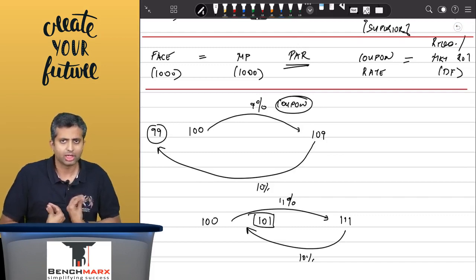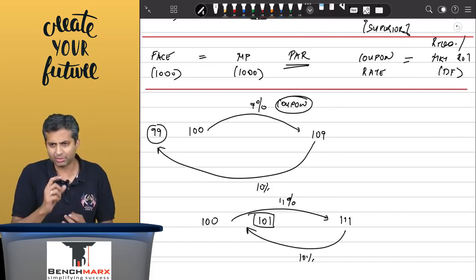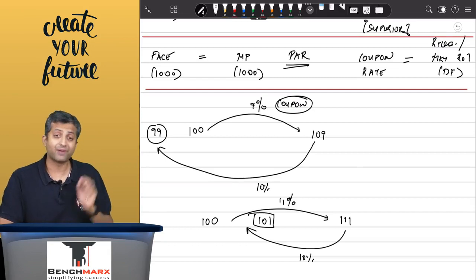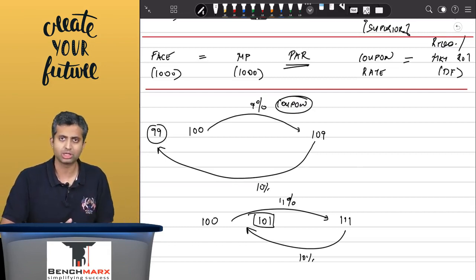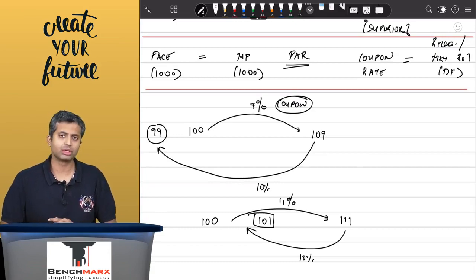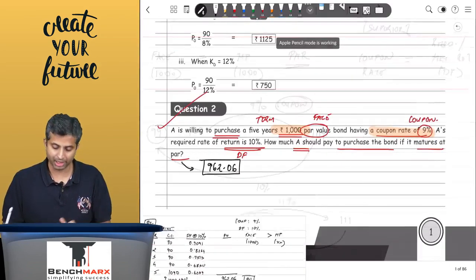So if I merely require 10%, but the instrument is giving me 11%, I'm ready to pay a premium. But if I require 10 and the instrument is going to give me 9, I will need a discount. Okay, so mathematically this is something that should apply.